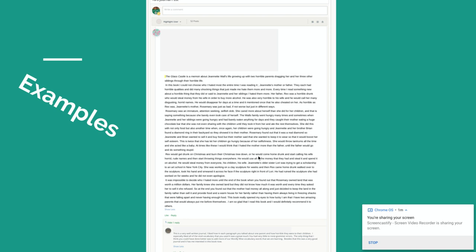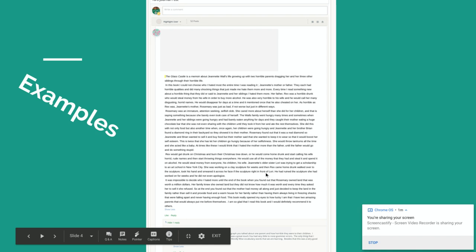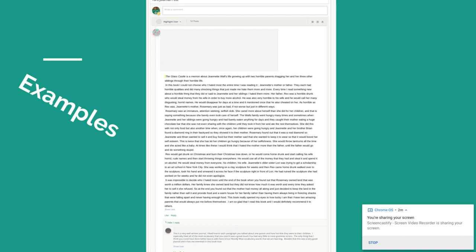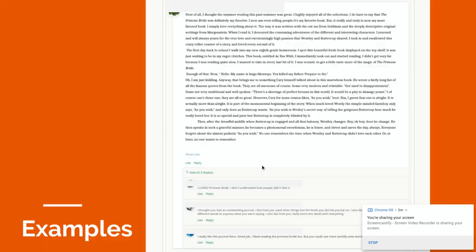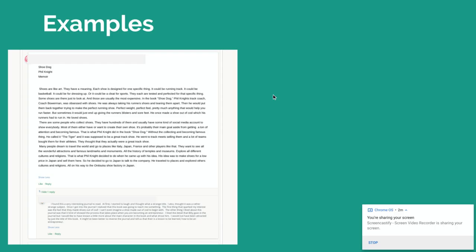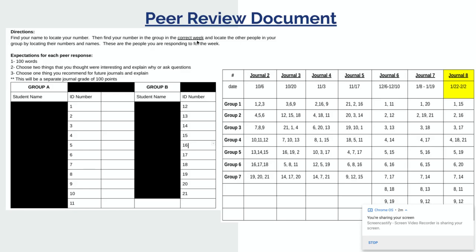They copy and pasted their article or their journals from Google Docs onto the Schoology discussion, and then they would find the person that they were paired with and write their comments based on the three criteria. Here's another example from The Princess Bride. I've blacked out the students' names for privacy reasons. And another example. Here's the chart that I put together so that they could find out who they were.